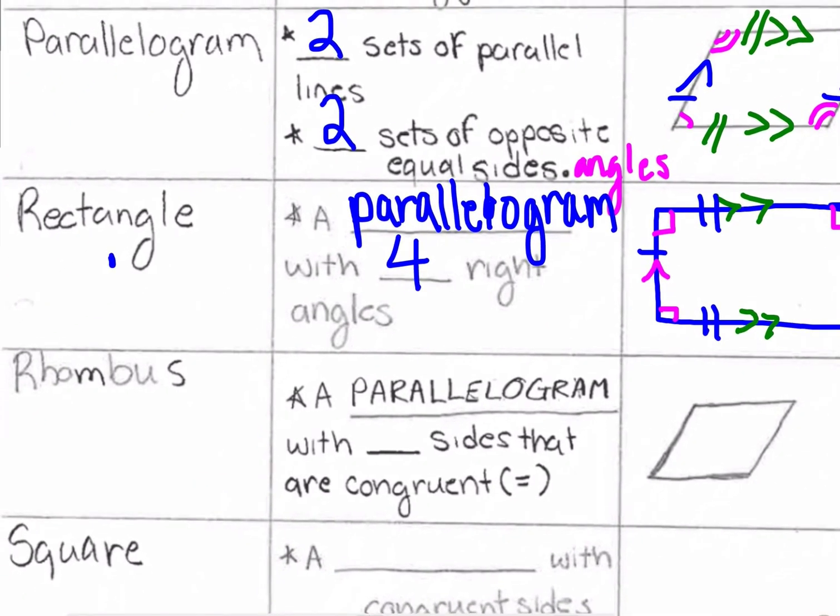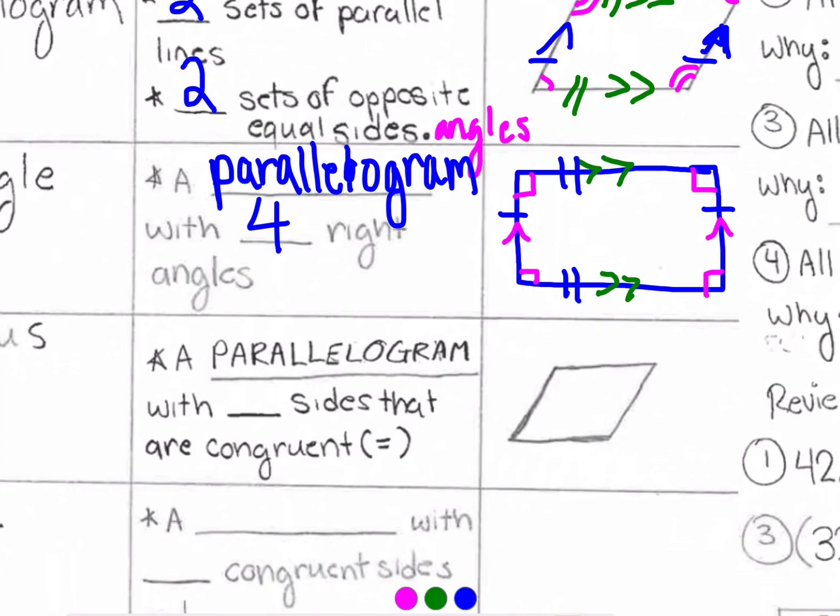Now, what's a rhombus? A rhombus is a parallelogram, but what makes it different? If I was to go through the parallelogram rules, opposite sides are parallel. Yep. Opposite sides are equal. Yes. Opposite angles are equal. Yes.